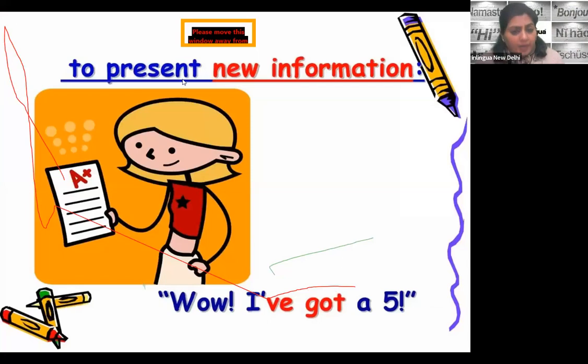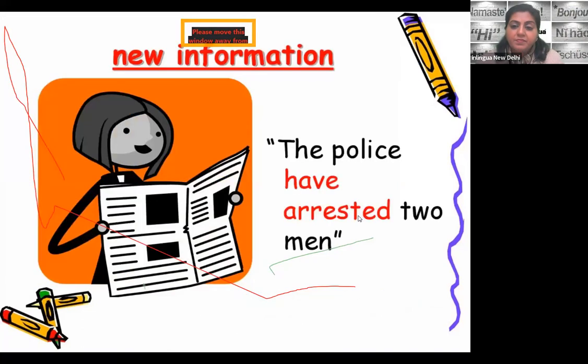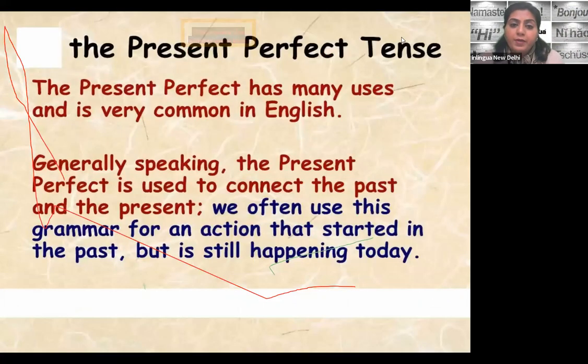Okay. Again, some more examples of new information. Wow, I have got a 5 or an A+ in my exam. The police have just arrested, or the police have arrested 2 men. Some information.